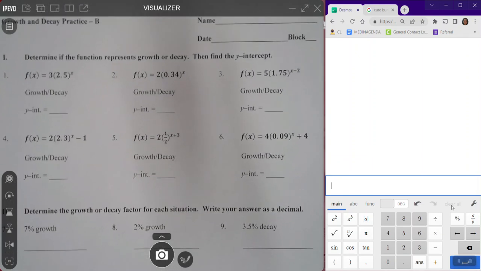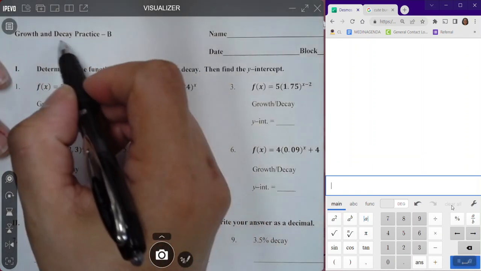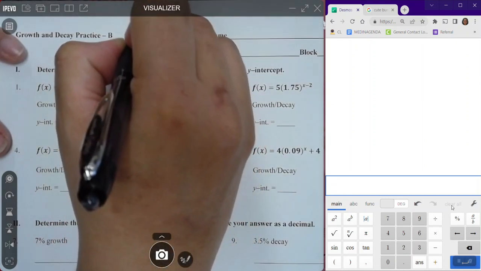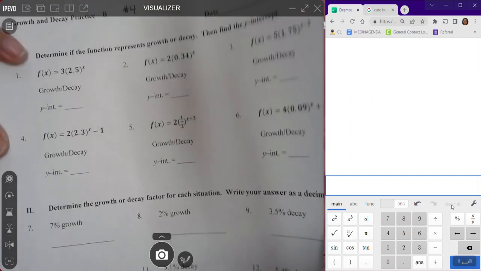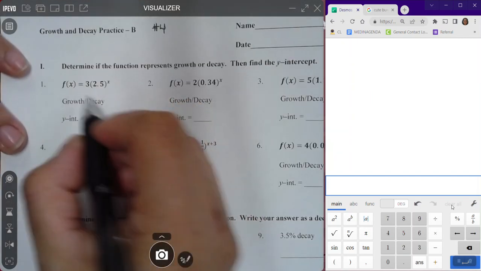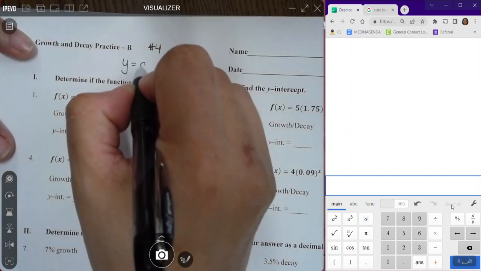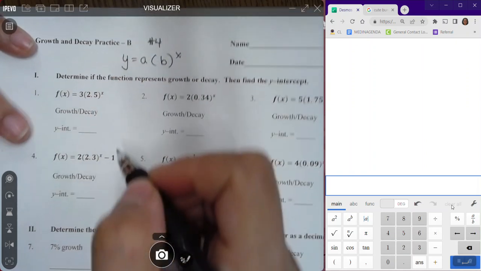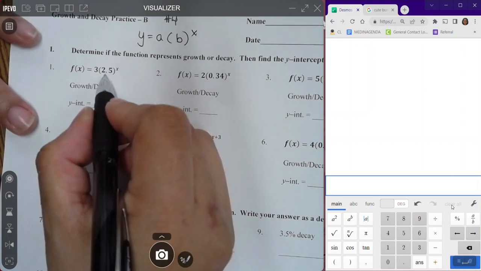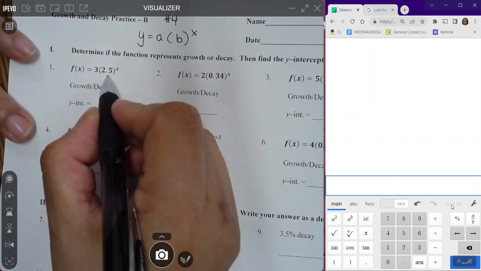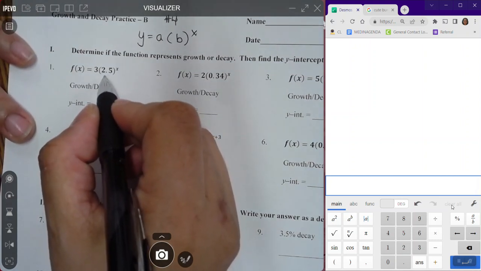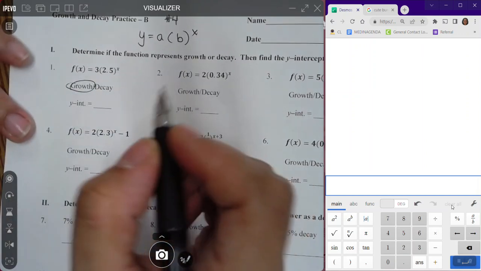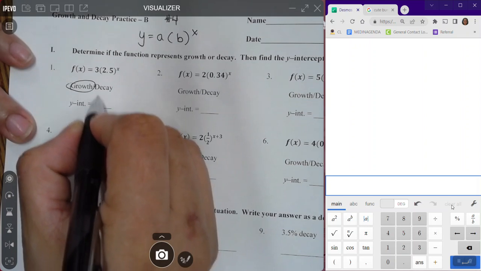All right, hello students. In this worksheet, we're going to work on growth and decay practice, which is page number 4 in the notes packet, okay? So how do you know if it's growth and decay? When you have y equals a, b to the x, b is the one that determines growth or decay. So when I look at this number, I ask myself, is 2.5, the factor 2.5, is it greater than 1? Yes, growth. The y-intercept is your a value, right?